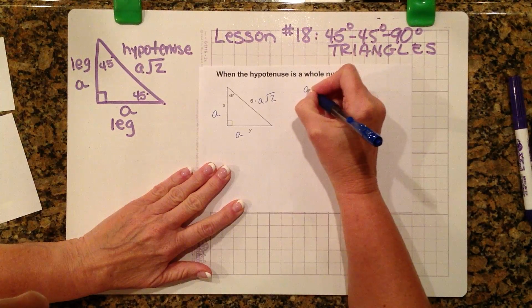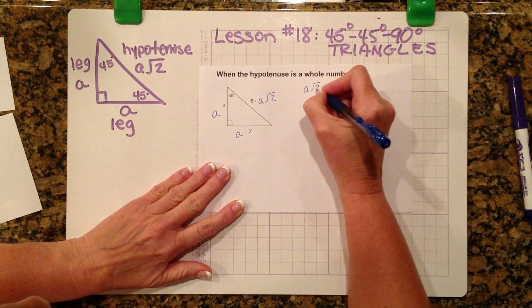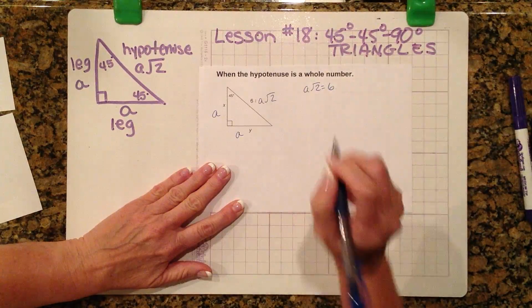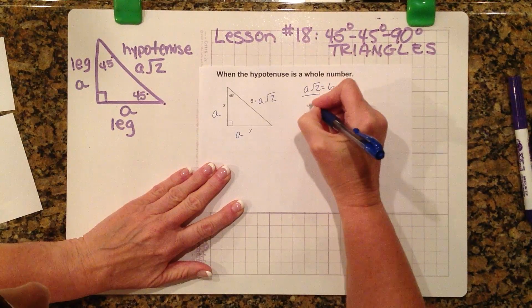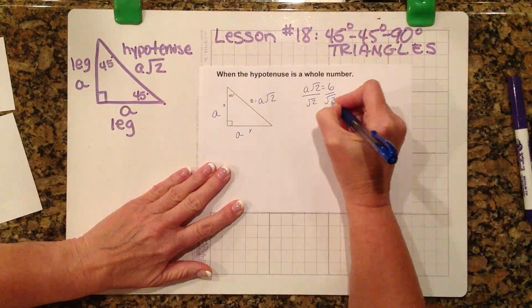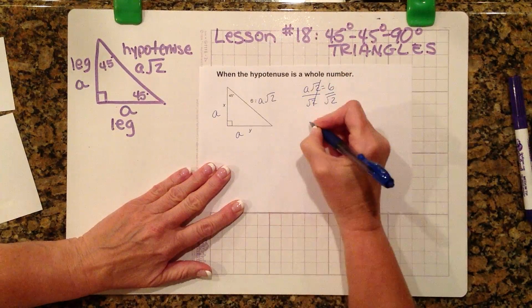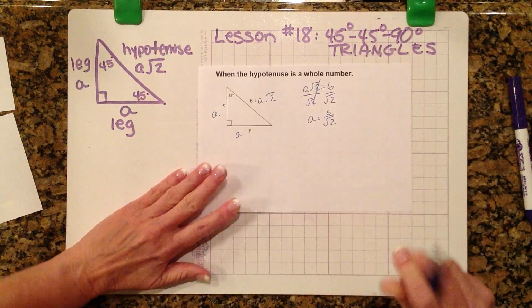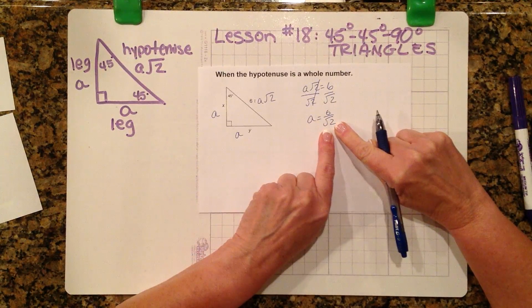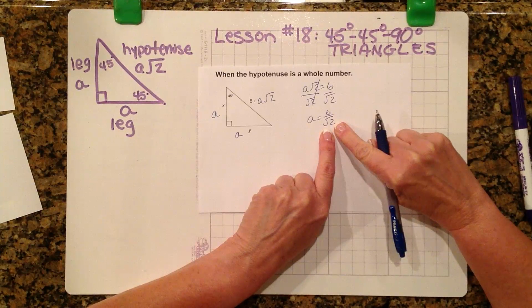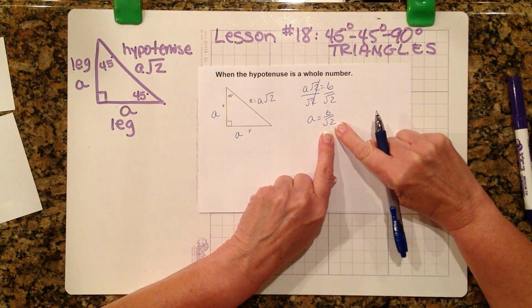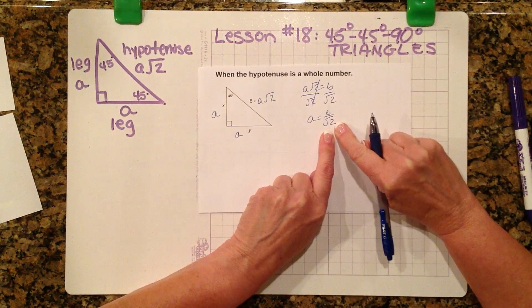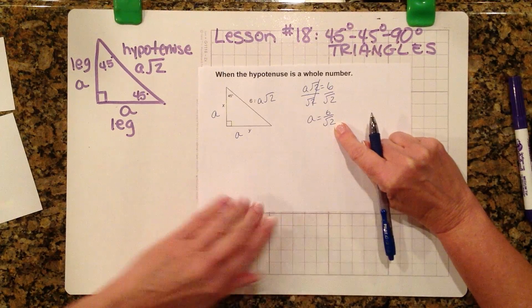Okay, so I'm going to do a little algebra. A square root of 2 is equal to 6. Let's solve for a. Let's divide both sides by square root of 2. That cancels out, and I get a equals 6 over square root of 2. Now remember, you cannot have a radical in the denominator. So we're going to have to rationalize the denominator so that we can have a nice answer.